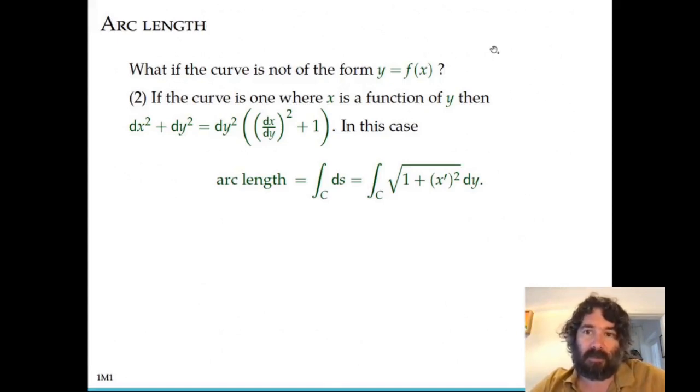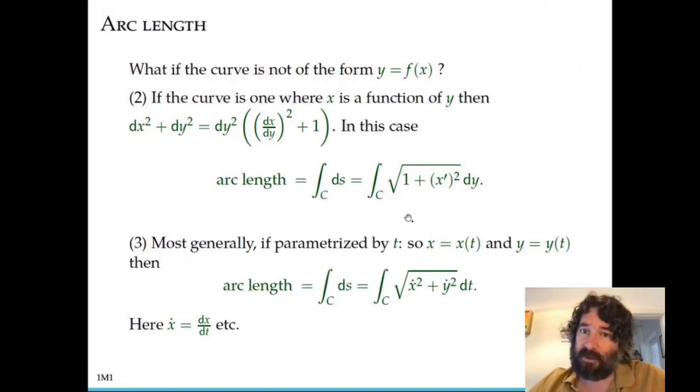Well, the next case that you might consider is when x is a function of y. Then we have ds squared equals dx squared plus dy squared here. And we simply replace the dx by dx/dy times dy and factor out the dy. And so we get that the arc length is the integral over the curve C with respect to the arc length ds. And the ds becomes the square root of 1 plus x prime squared dy. We take the square root of this formally, then this is what we get.